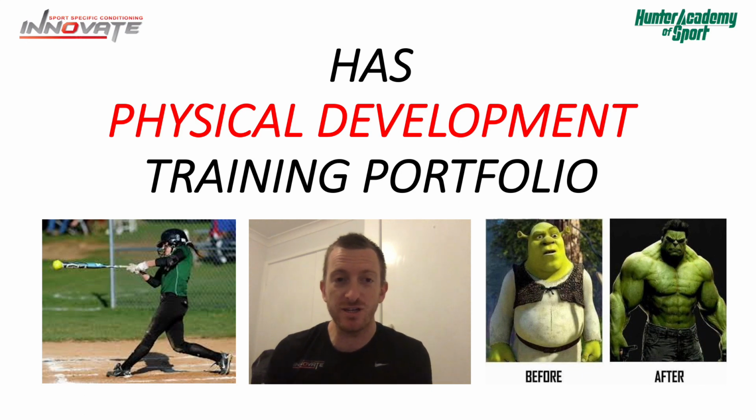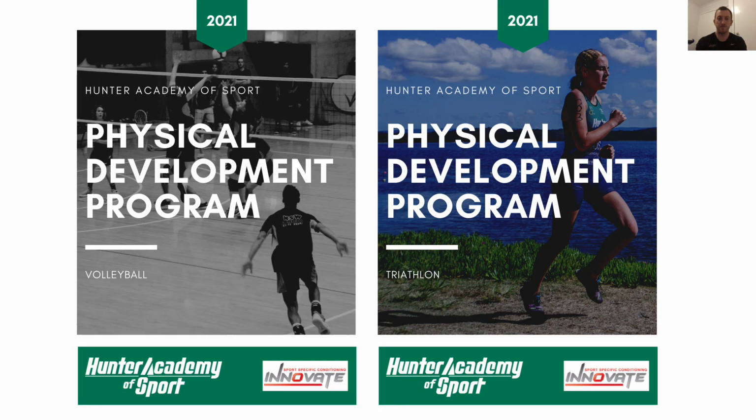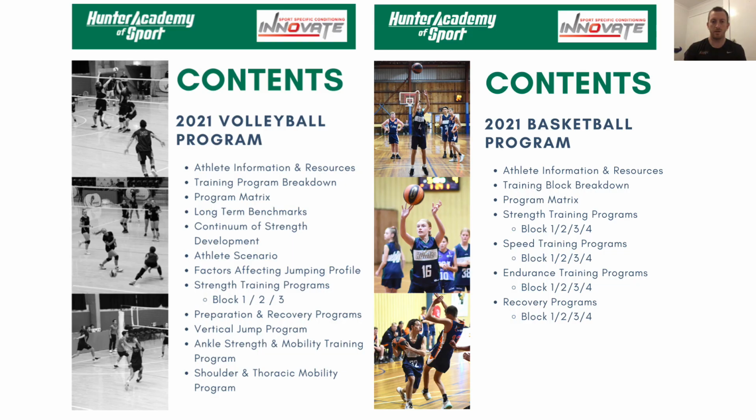I'm a strength and conditioning coach, and this is the Hunter Academy of Sport Physical Development Training Portfolio. The Physical Development Program Portfolio is basically a document that covers all the information that athletes need for each individual sport. As you can see in the pictures here, these are examples from volleyball and basketball. They give you a bit of a rundown of some of the information that's in each portfolio. Generally, there's three sections.